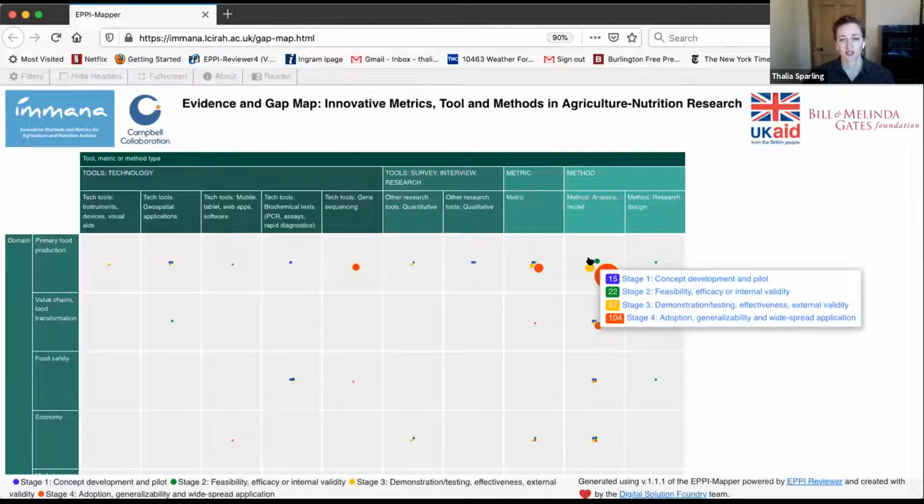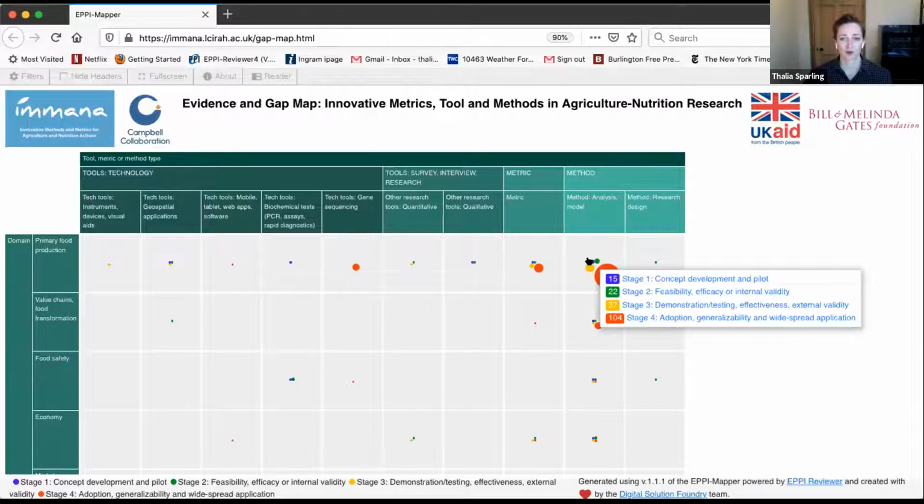So in each cell, you will see bubbles, and the size of the bubble corresponds to the number of reports in that cell, and the colors represent a coding that we gave that generally indicates basically nascent pilot development, in blue, up to red, which is widespread application. So this would be something that has turned into a global standard that's used across many countries, etc.